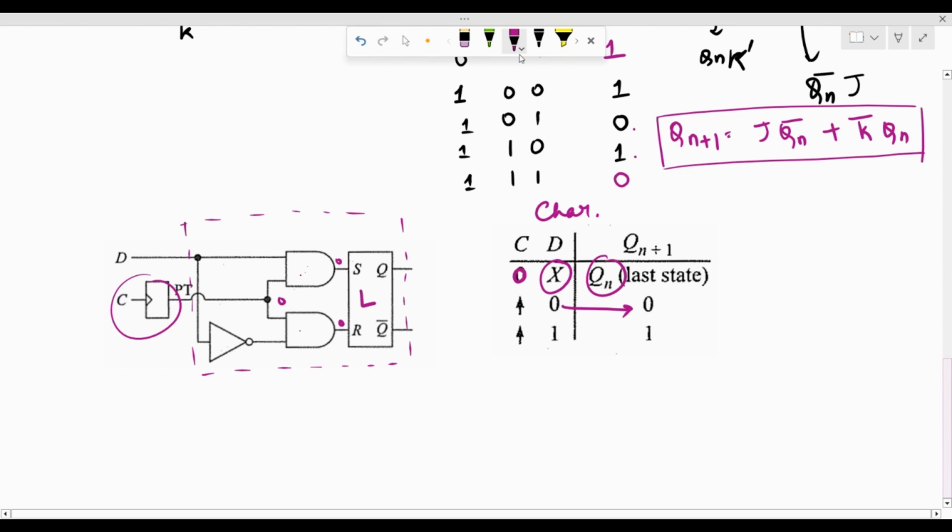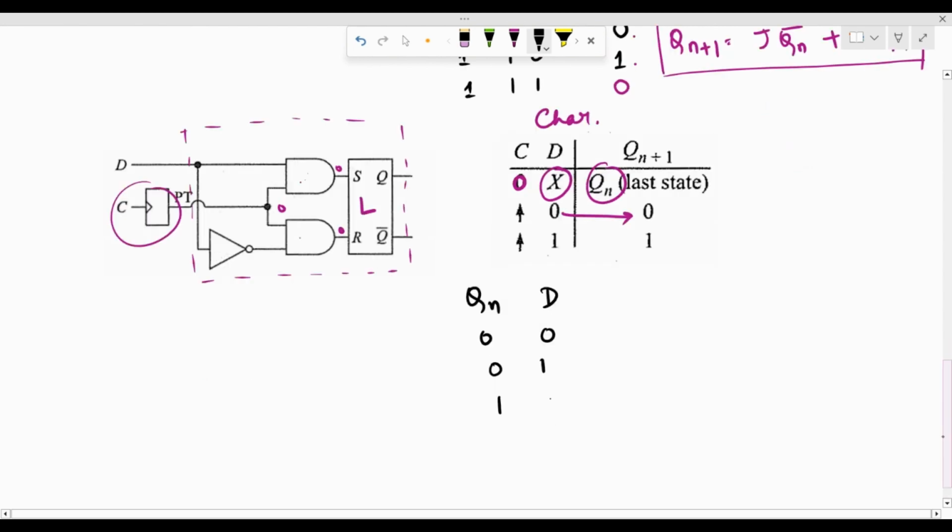If I take the two inputs as Qn and D. So say Qn is 0, D is 0, 0, 1, 1, 0 and 1, 1. These are the possible combinations. So what would my next state be? I can fill this up with the help of this characteristic table. So I'm going to consider that my clock is always high, right? So I'm not considering this as a specific input as such. I'm assuming that the clock is going to be high.